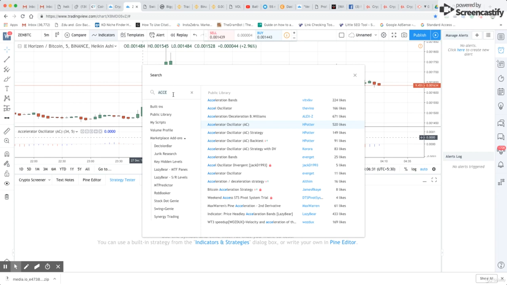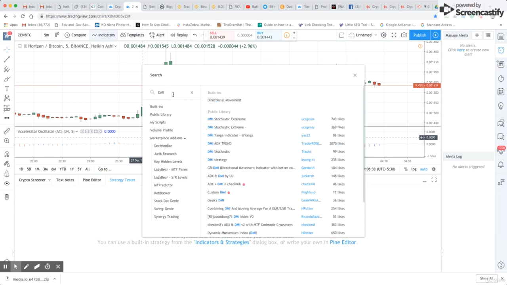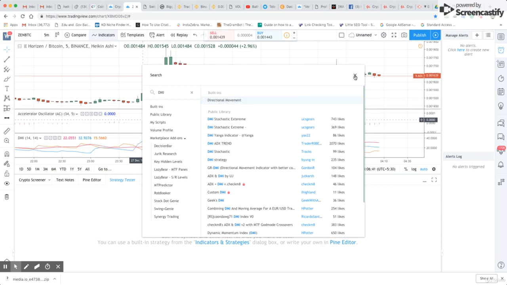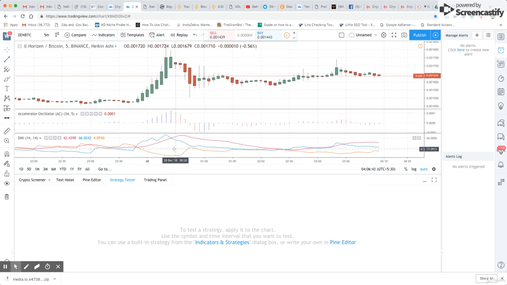Now we have to add another, that is DMI, that is directional movement index. So click on this directional movement. Now close. We have our oscillators ready. We have Heiken Ashi ready on our chart. Now we just need to change the settings of DMI.